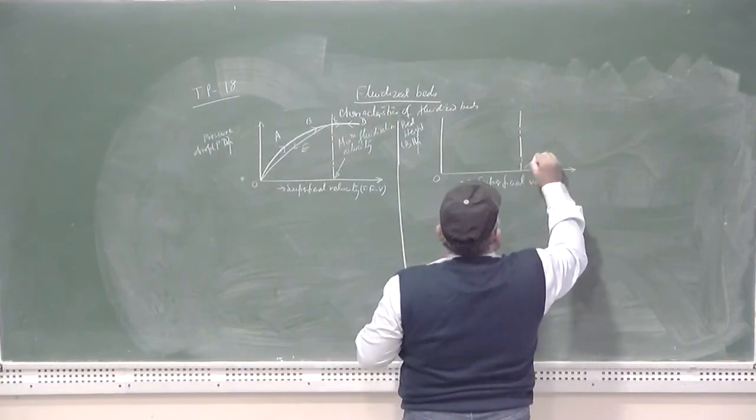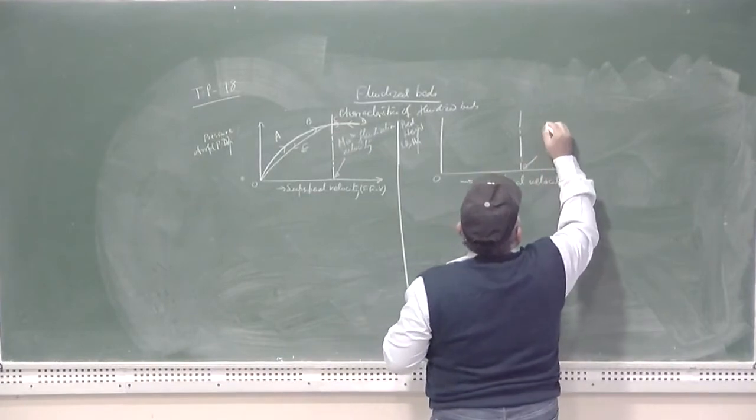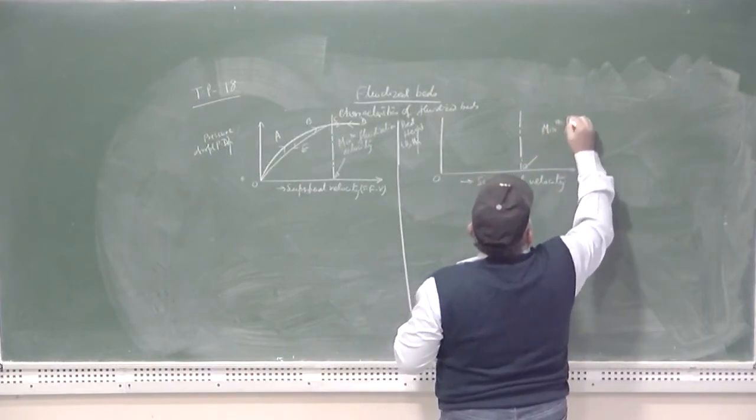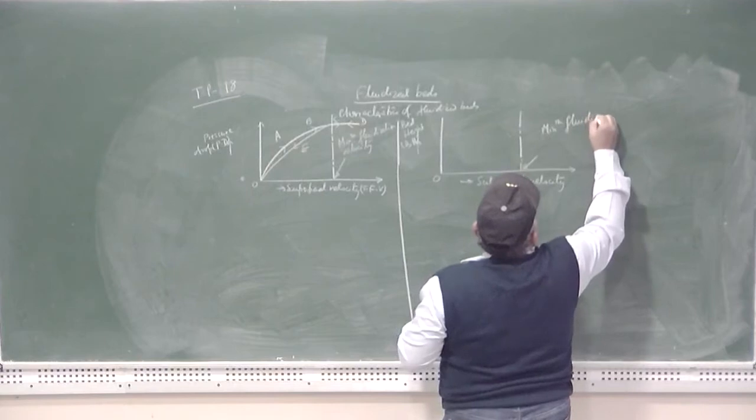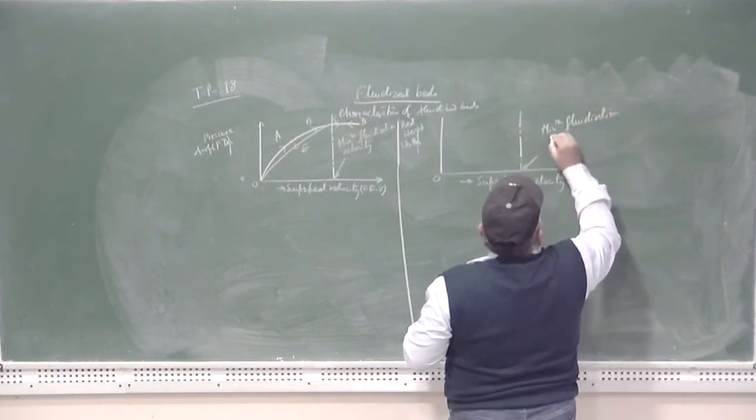So, this point here also, this is called your minimum fluidization velocity.